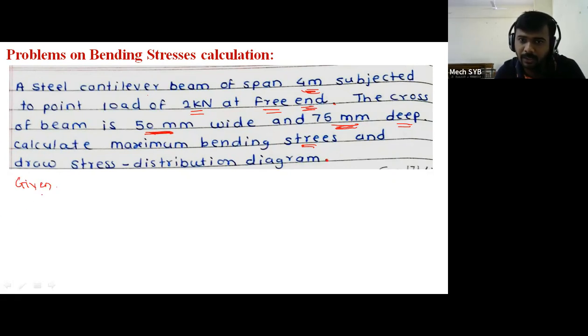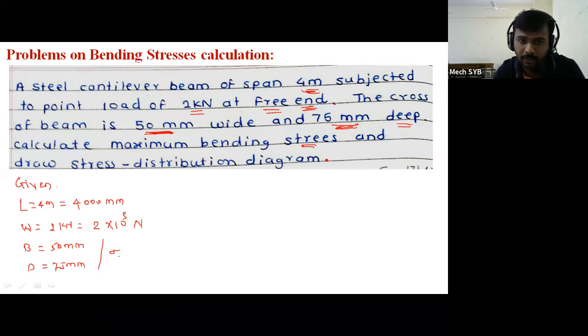Or first of all, you can write down the given parameters. Length is equal to 4 meter is equal to 4000 mm. Value of W is equal to 2 kilonewton is equal to 2 into 10 raised to 3 Newton. So wide means capital B is equal to 50 mm. Capital D is equal to 75 mm and we have to calculate the bending stress. It will be represented by sigma B. So these will be the given parameters.